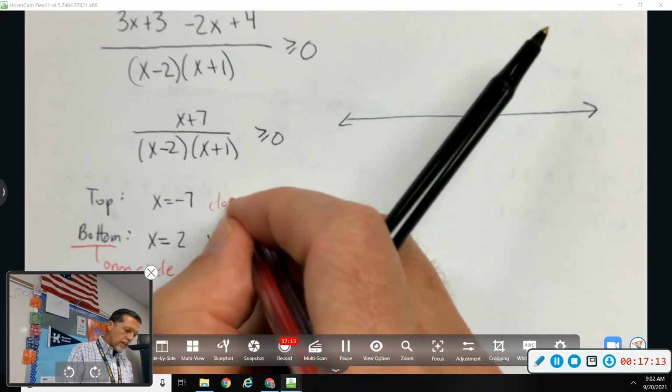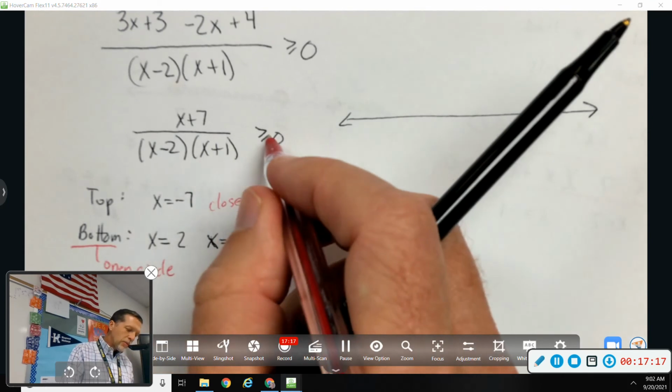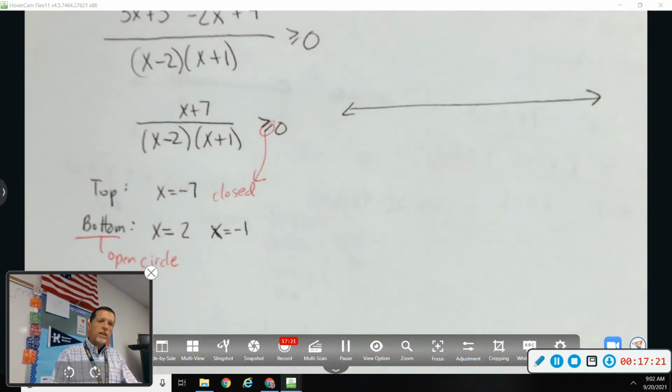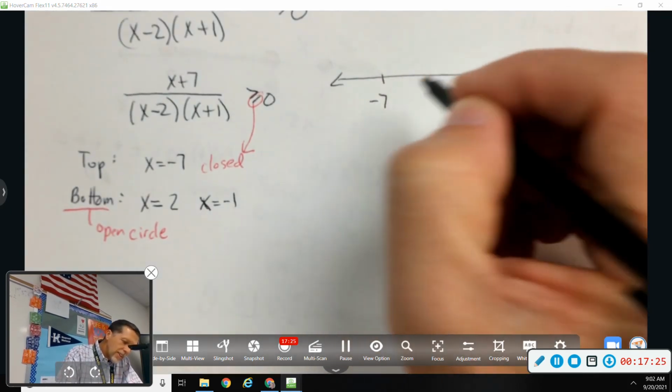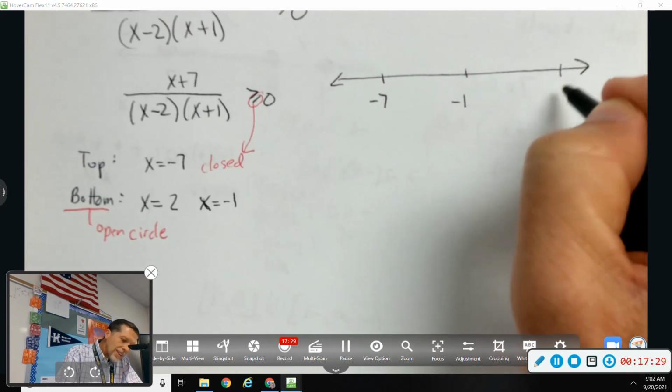Closed, because I don't care that it's equal to 0. Well, it's not in the bottom, so I go by the equal sign there. Let's make sure we put them on in the right order. Negative 7. And again, the scale doesn't really matter.